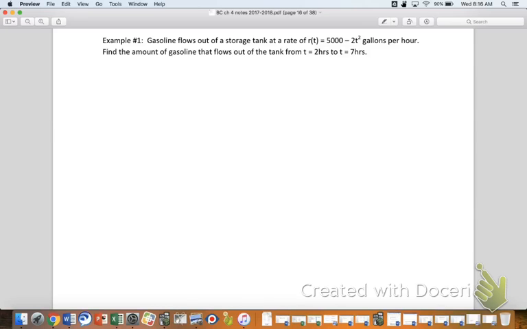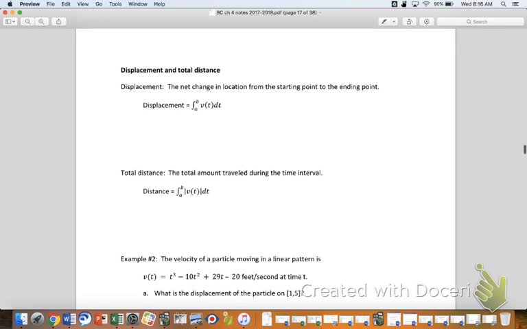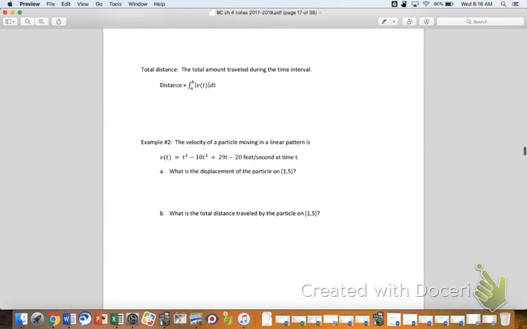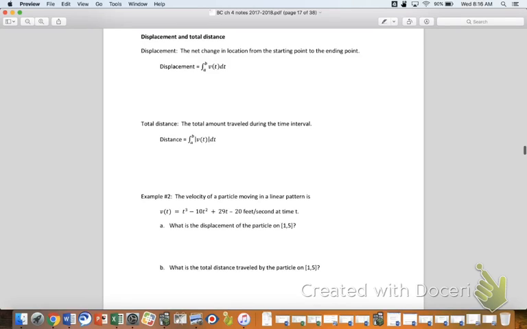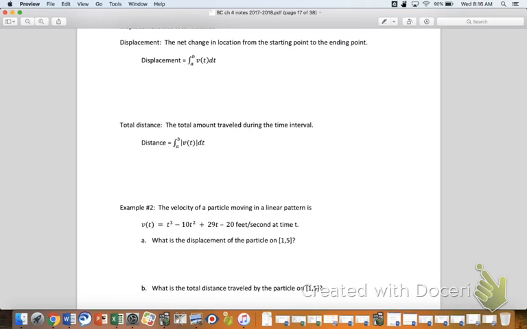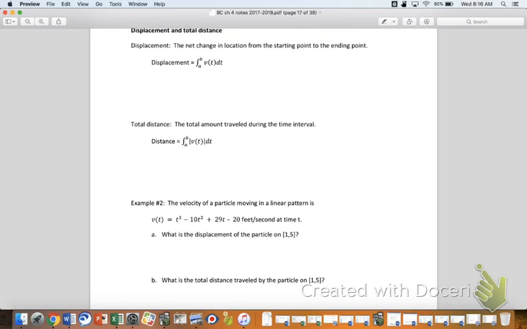So this next page has everything to do with the application to motion. Here's the general concept. This is a term that somebody mentioned earlier, displacement. Displacement is the net change in location from starting point to ending point. Of course, you've heard this analogy before. I'm sure I've used it many times.